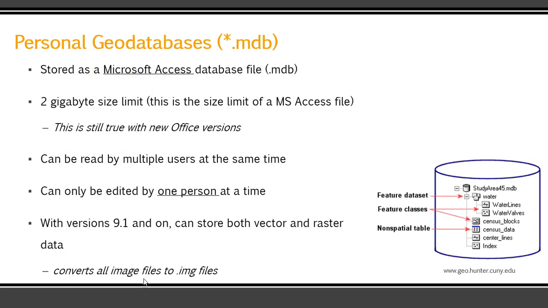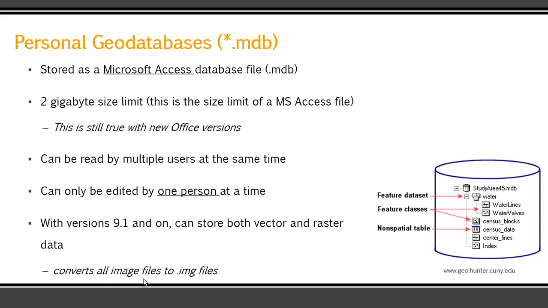All right, so our personal geodatabases, these were the first ones. These were first generation geodatabases. They were built off of Microsoft Access, so that's why you notice that they have that .mdb extension, the same as Access. So they did have some limitations, the first biggest one being that their size limit was 2 gigs. And they had that 2 gigabyte size limit because that's the size limit of a Microsoft Access file.